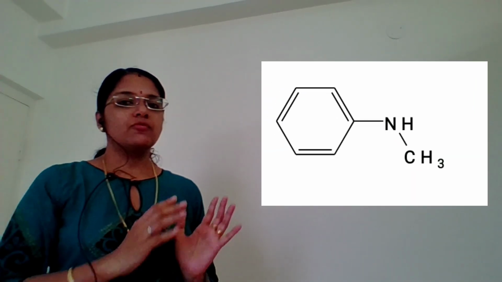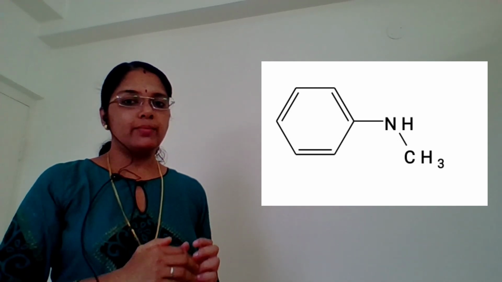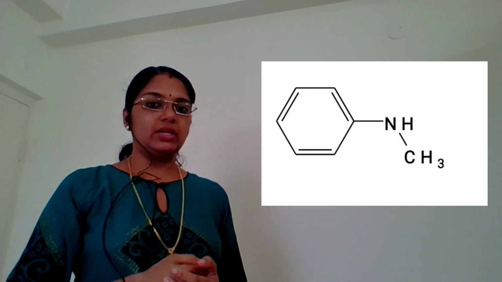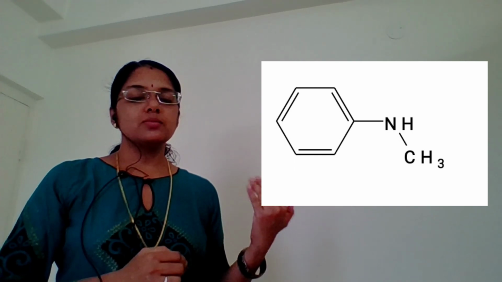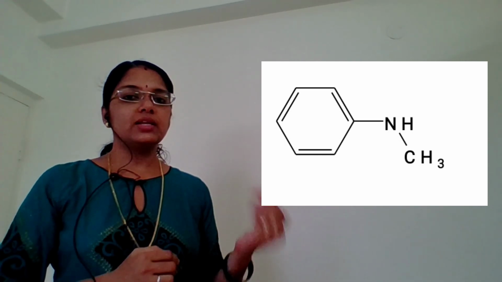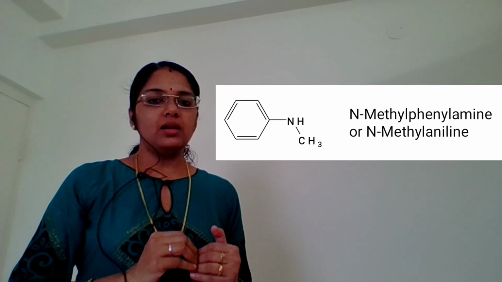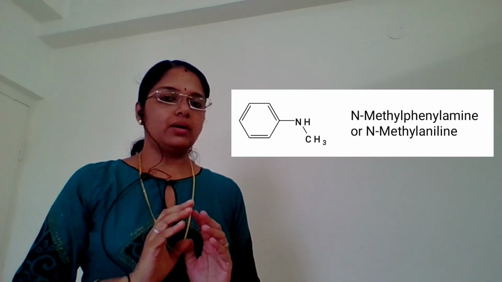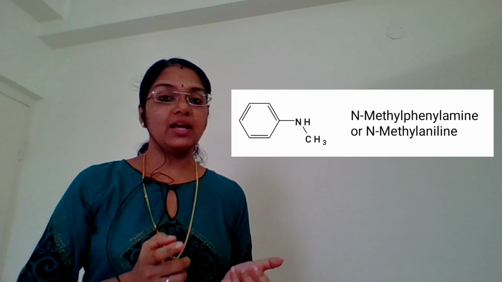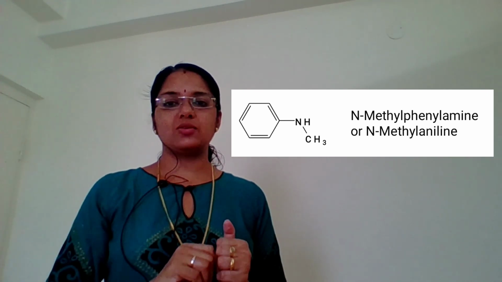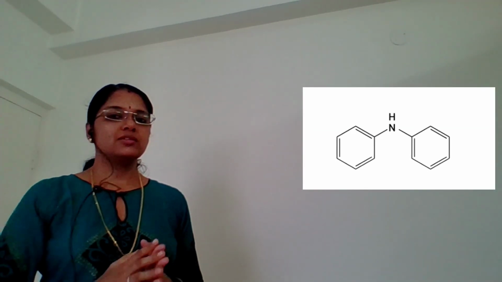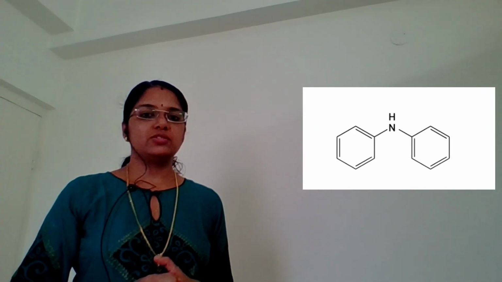So let's see the next structure. In this case, one side of the nitrogen atom is a benzene ring and the other side is a methyl group. Here, from benzene a hydrogen atom is removed, so it is termed a phenyl group, and the other side is a methyl group. So we can name it as methyl phenyl amine, and phenylamine is commonly termed aniline. So N-methyl aniline.